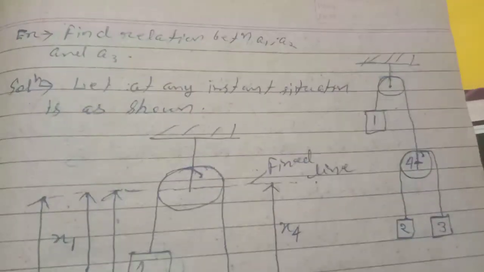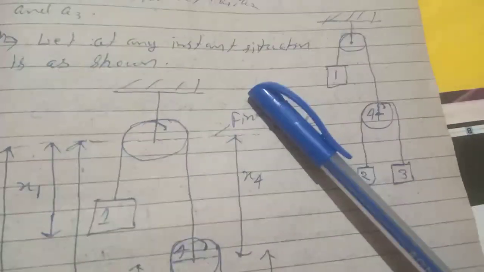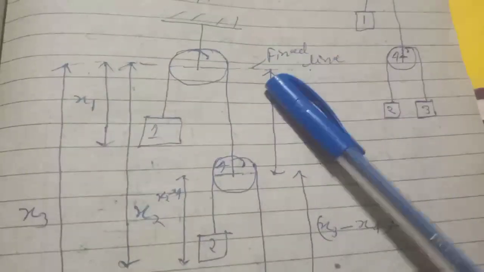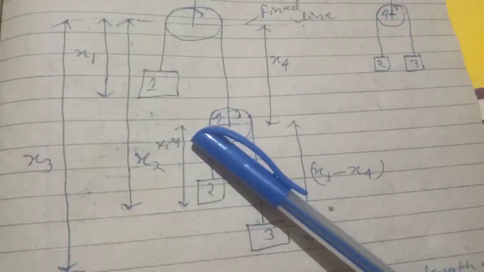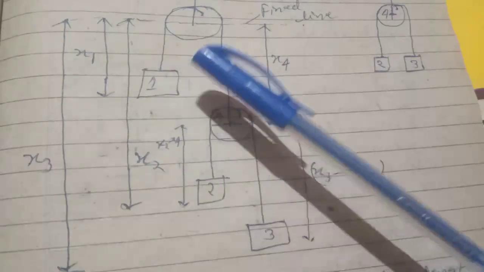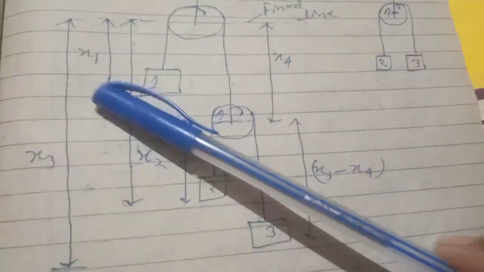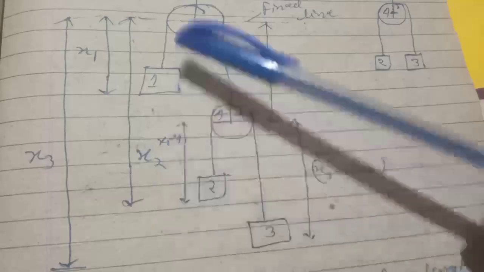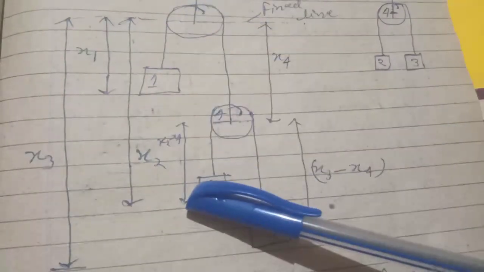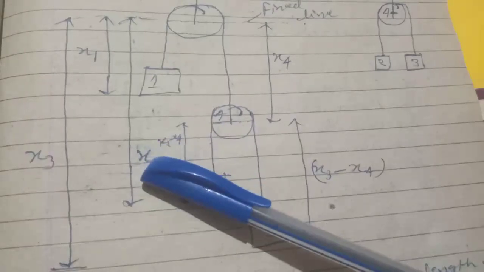Now the next situation. Find the relation between a1, a2 and a3 shown in the figure. Let the situation at any instant be as shown in the figure. This is the fixed line. This block has distance x1. That is, this is block 1, and this is block 2. From this reference line, the displacement of block 2 is x2.